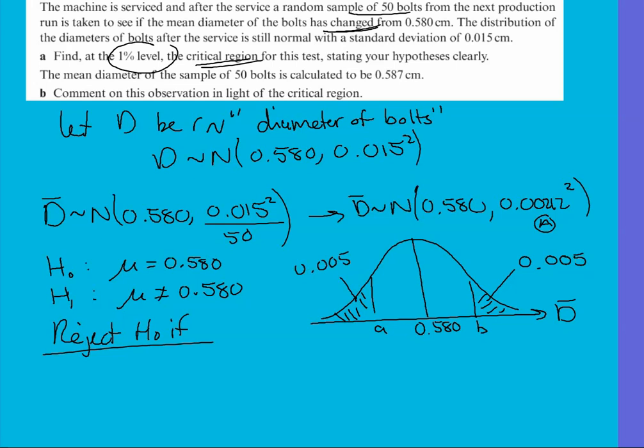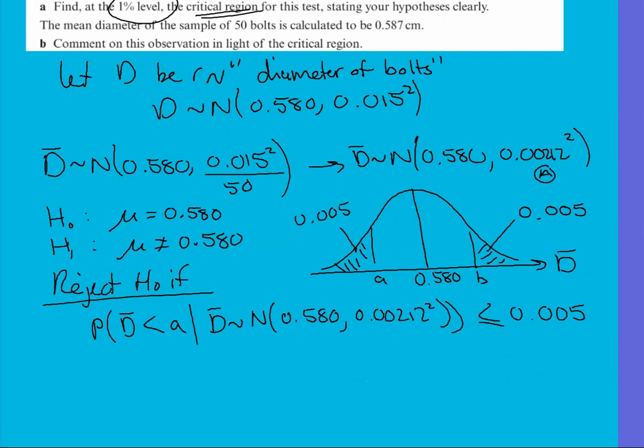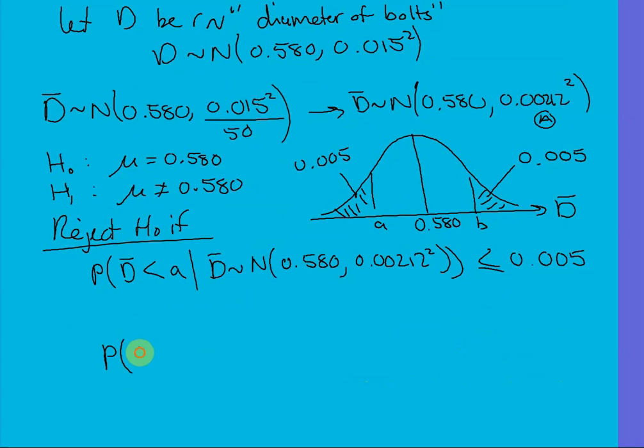So we're going to reject H naught if the probability of d bar being less than a certain value, which we're unsure of, for this model, 0.580, 0.00212, has got to be less than 0.005. And we're also going to reject H naught if it's greater than these values. We called that one B, so we'll mirror that. I'm just going to write all of this out again as quickly as I can.